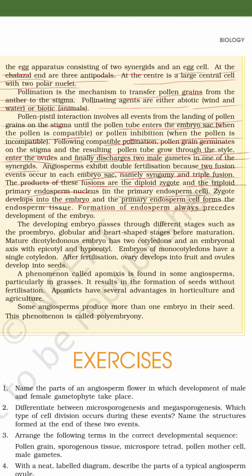Formation of the endosperm always precedes development of the embryo.